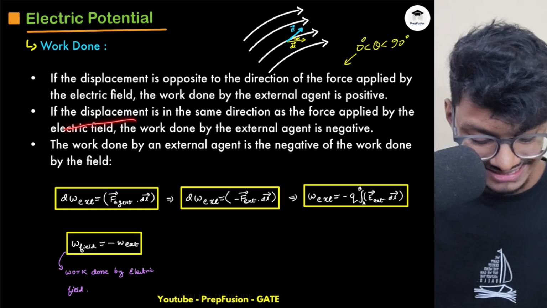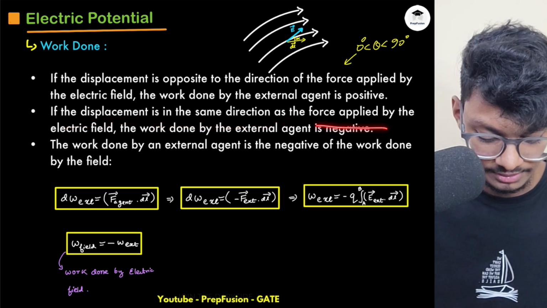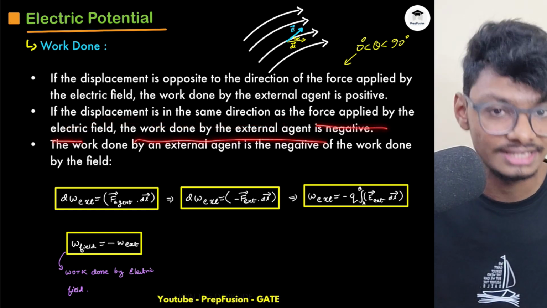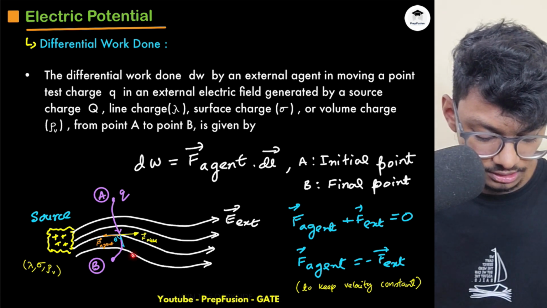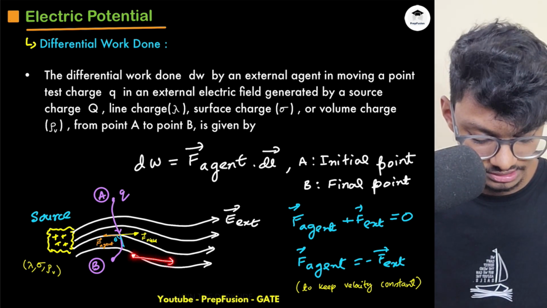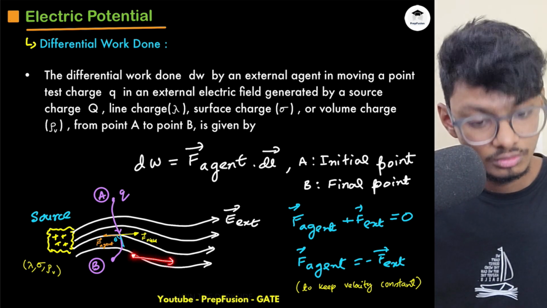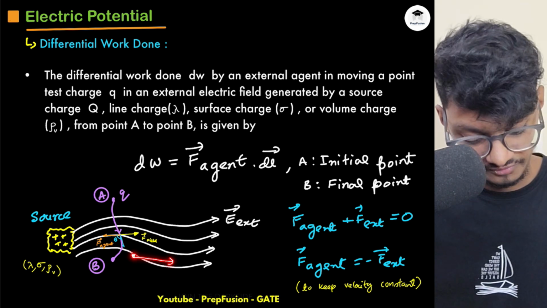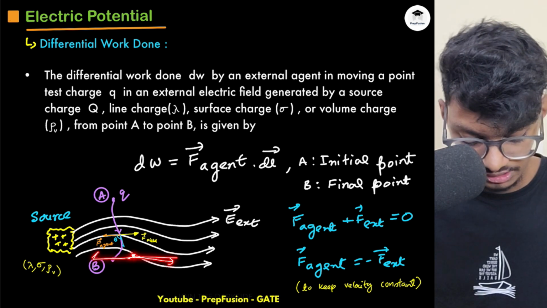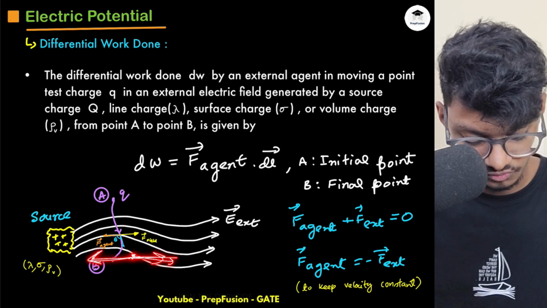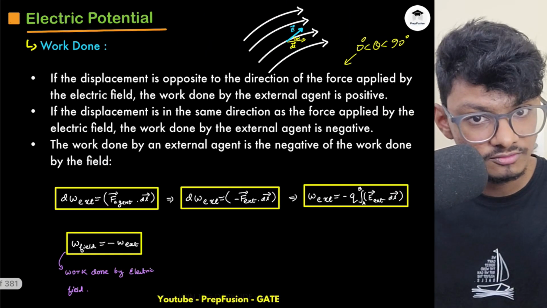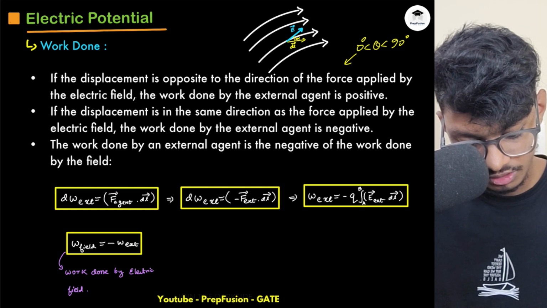If the displacement is in the same direction as the force applied by the electric field, the work done by the external agent is negative. Why? My charge is moving in the same direction, but the velocity should be constant, so I have to apply a force here. dl is in this direction, my F agent vector is in this direction. What is the angle? The angle is 180, so it will be negative. Cos 180 is negative, so that's why the work done will be negative.